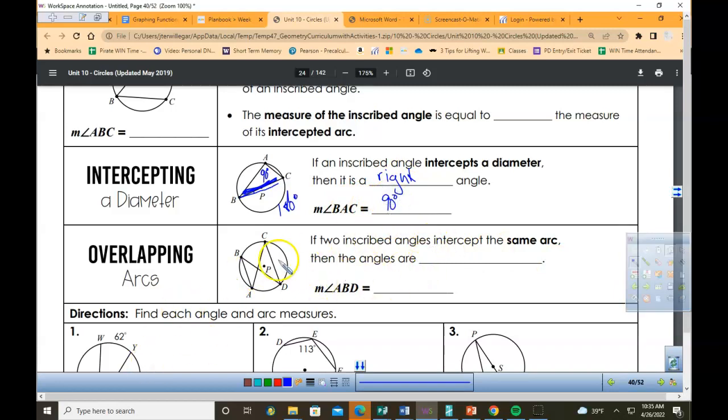Now, if two inscribed angles intercept the same arc, that means these two angles are congruent. So the measure of ABD is congruent to the measure of angle ACD. Okay?